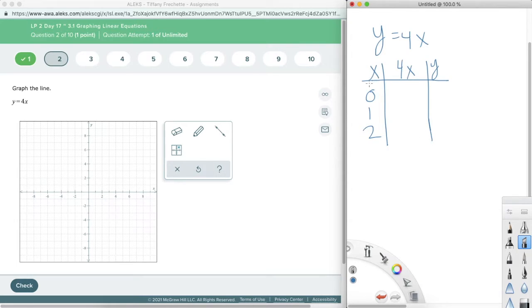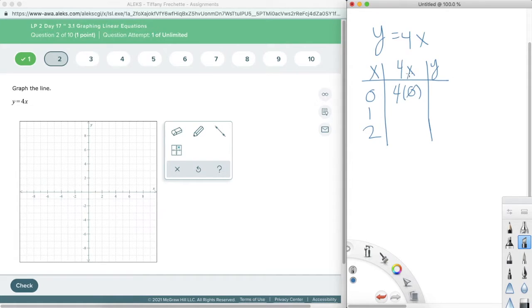So if I choose 0, 1, or 2, again, you can choose any numbers you want, but they need to fit on the graph. That's one big warning. If you chose 1,000,000 in this case, it would be correct if you worked it out mathematically, but it wouldn't fit on the graph. So be careful about that piece. So we're going to go through and plug in our numbers.